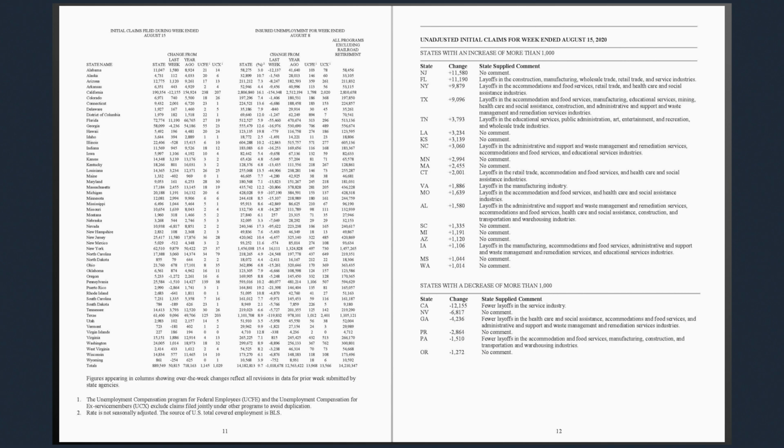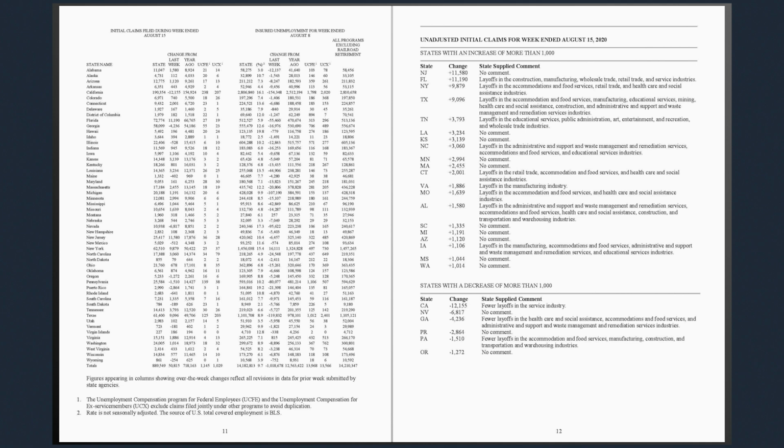Iowa. Plus 1,106. Layoffs in the manufacturing, accommodations and food services, administrative and support and waste management and remediation services, and educational services industries. Mississippi. Plus 1,044. Washington. Plus 1,014. States with a decrease of more than 1,000.